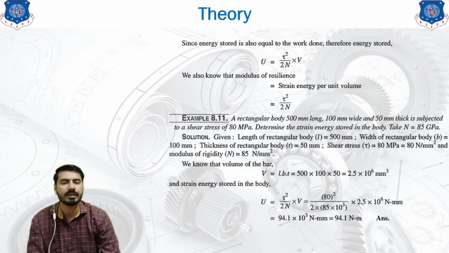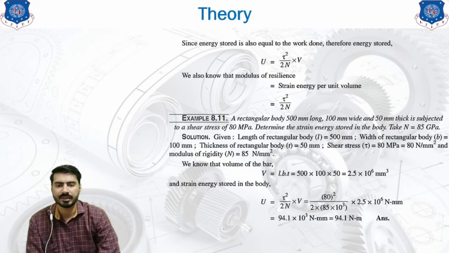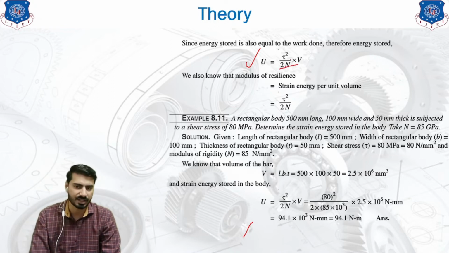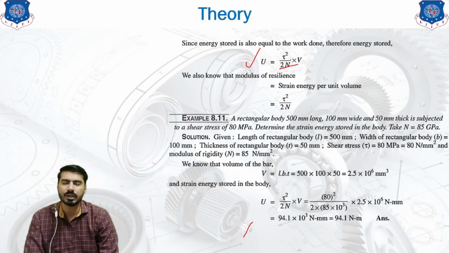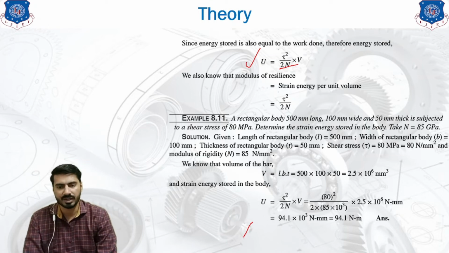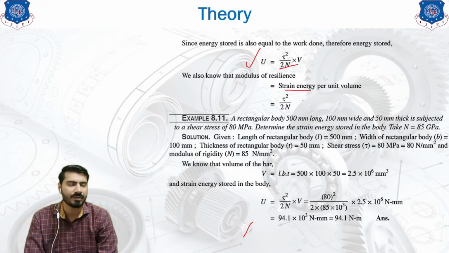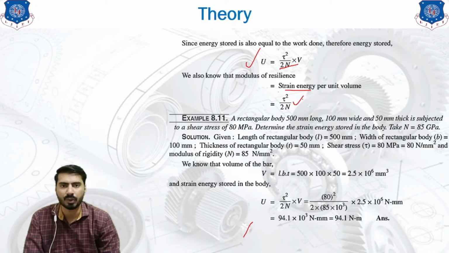Now if we simplify this equation further, then we will see that u is nothing but tau square upon 2n into v, where n is nothing but the modulus of rigidity. We also know that the modulus of resilience is equal to strain energy per unit volume. So the strain energy contains the volume V. If you divide this by the volume, you will get the modulus of resilience as tau square upon 2n.